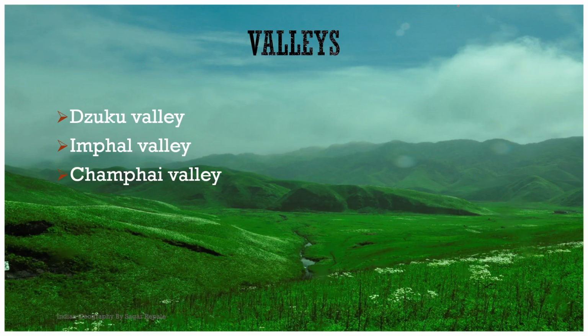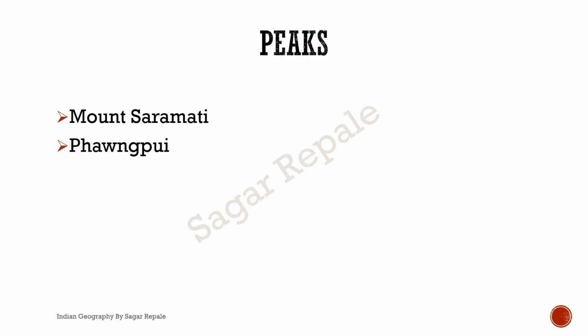Next, valleys. Which are the famous valleys? First is Dzukou Valley, then Imphal Valley, and then Champhai Valley. Dzukou Valley is present in Nagaland, Imphal Valley is present in Manipur, and Champhai Valley is present in Mizoram. Next, important peaks. There was a question on Mount Saramati. Mount Saramati is located in the state of Nagaland, and another important feature of Mount Saramati is that it is the highest peak in the Purvanchal.